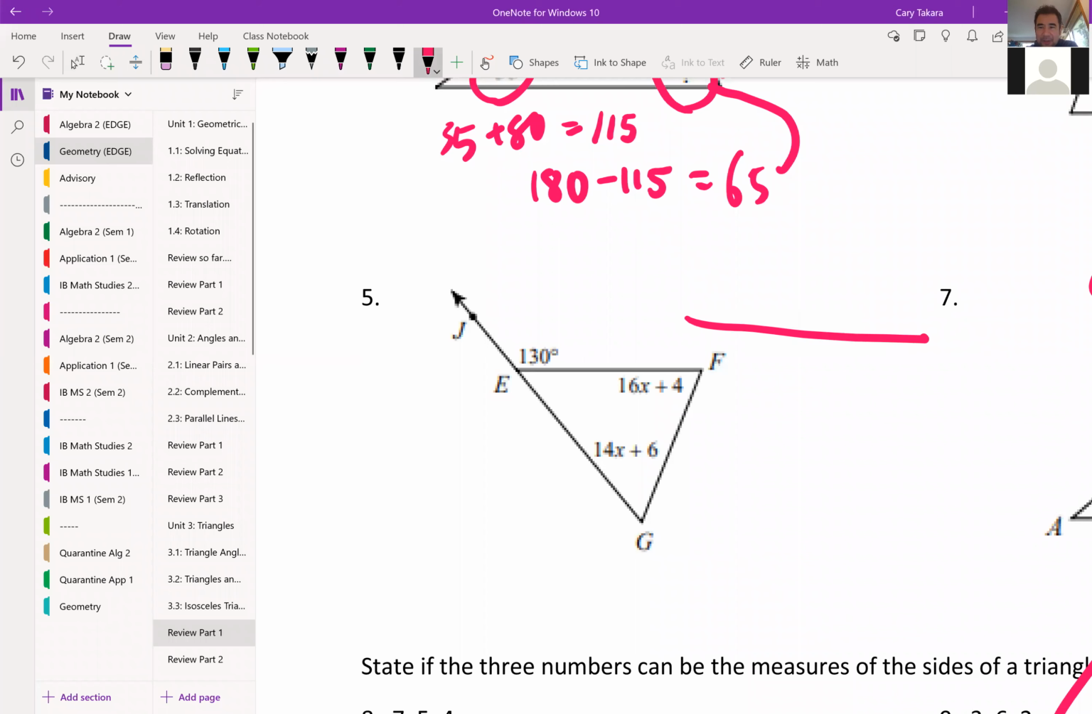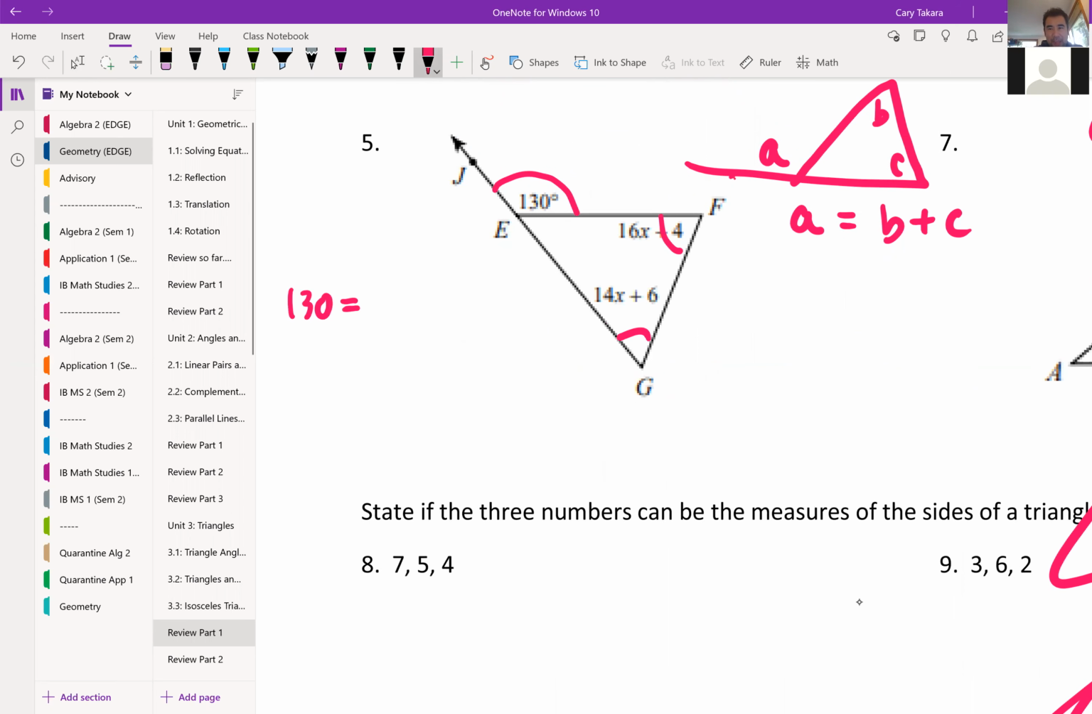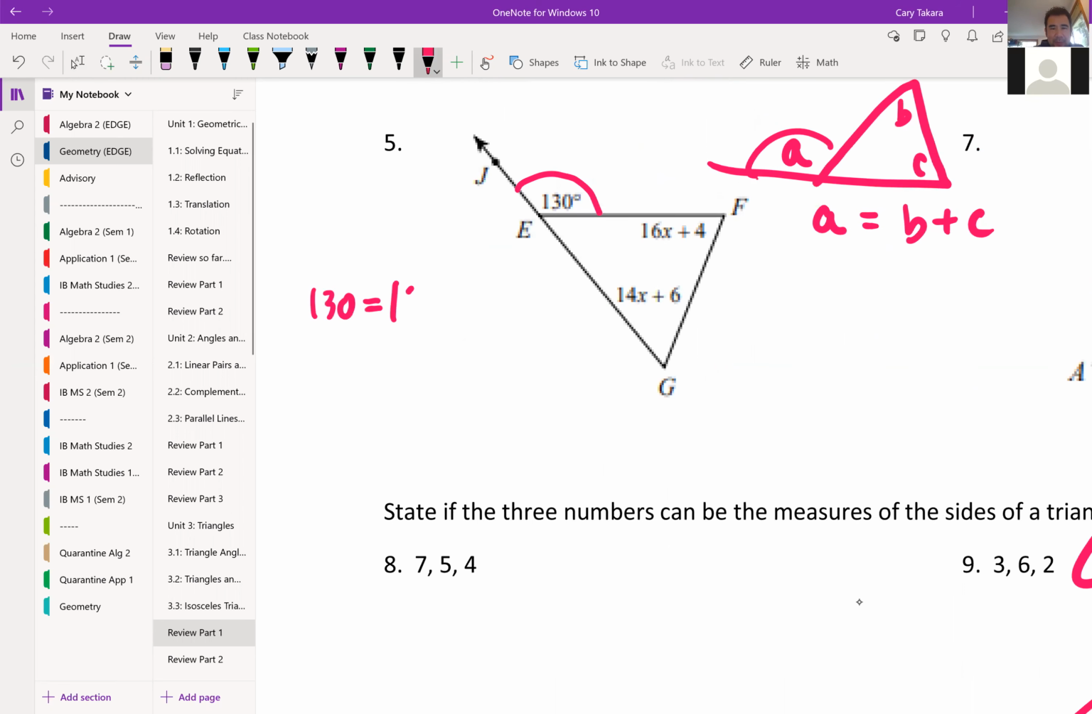Again, can we use that exterior angle theorem? I'm using a different letter. The exterior angle theorem says A is equal to B plus C, right? Doesn't this involve the exterior angle theorem? You've got the exterior angle 130, and then we've got two interior angles. So the equation will be 130, the exterior angle, equals 16x plus 4 plus 14x plus 6. Does that make sense? 130, this is the exterior, equals this plus that.